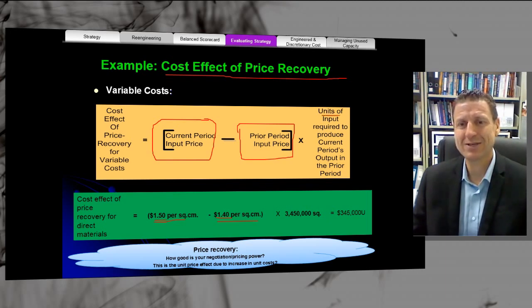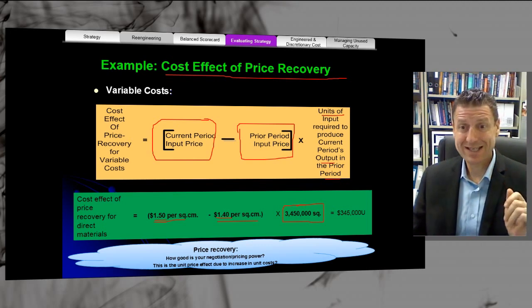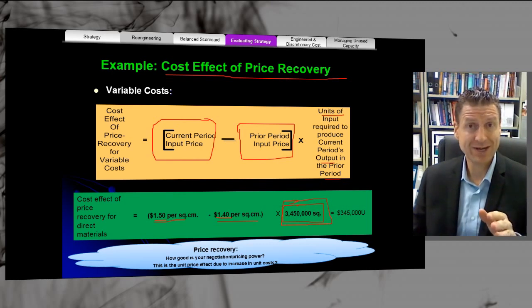Now we've got the units of input required to produce the current period's output in the prior period. So that gives us 3.45 million square centimeters. Okay, this is a tricky one here. This 3.45 million square centimeters, we showed that in the growth recovery aspect before. That was the 3 million square centimeters.